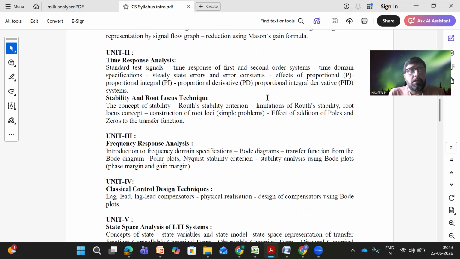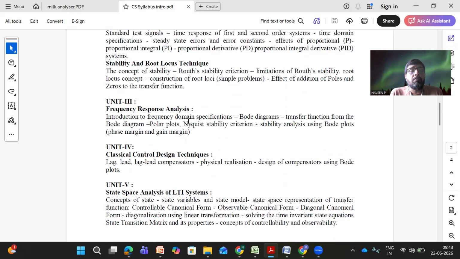Qualitative stability is defined by the Routh-Hurwitz criterion, where we get the idea of a system being stable, unstable, or marginally stable. We will not know the quantity of stability. So that's the idea of the Routh-Hurwitz criterion. Next, we need to know the limitations of the Routh-Hurwitz criterion. Next, root locus concept, construction of root locus or loci, and the effect of addition of poles and zeros to the transfer function. Next, coming to the third unit, frequency response analysis.